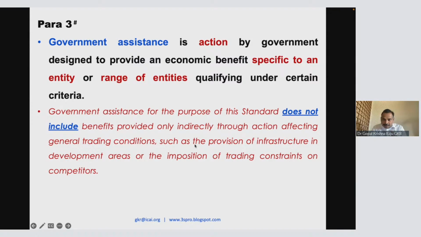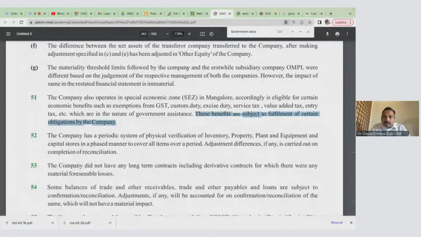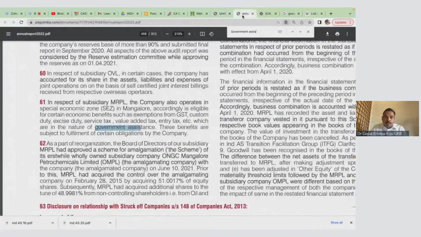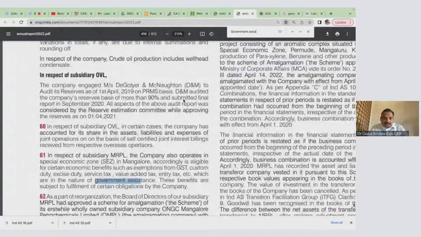Such as provision of infrastructure in area development or imposition of trading constraints on competitors. So these things are not government assistance. Government assistance means action by government specific to an entity or range of entities qualifying certain criteria. So that is where this MRPL distinction is. Now I'll also show you the same in ONGC. This is ONGC, same paragraph.